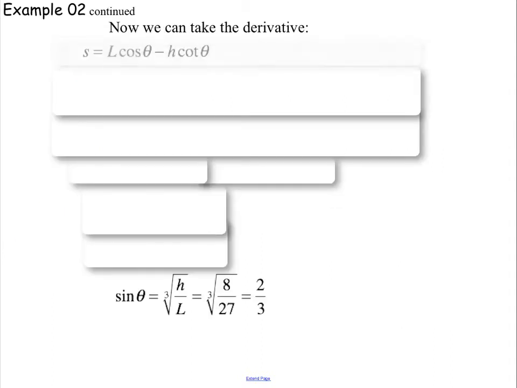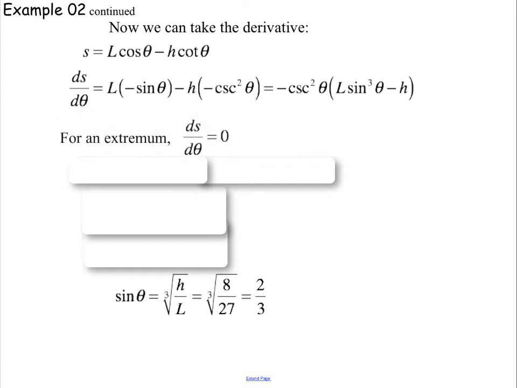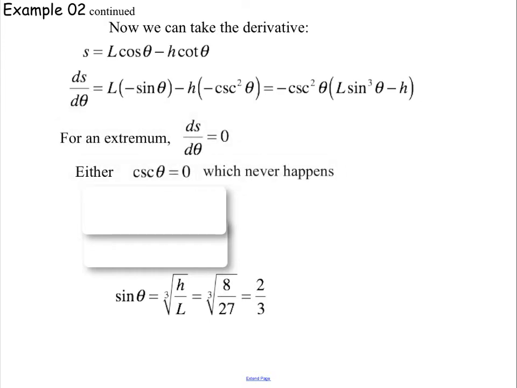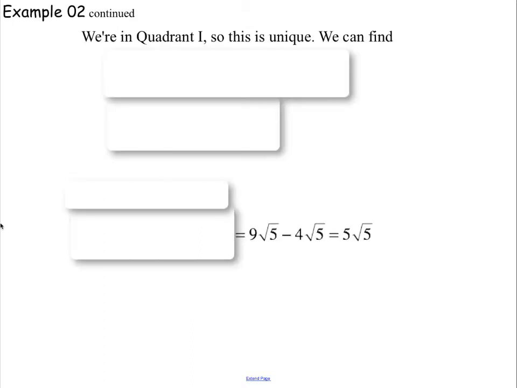Since we have S as a function of theta, we can just take the derivative. For an extremum, the first derivative must be 0. Either cosecant theta is 0, which never happens, or the other factor is 0, implying that sine of theta equals the cube root of h over L, which is 2/3 for this problem. We're in quadrant 1, so this is unique.